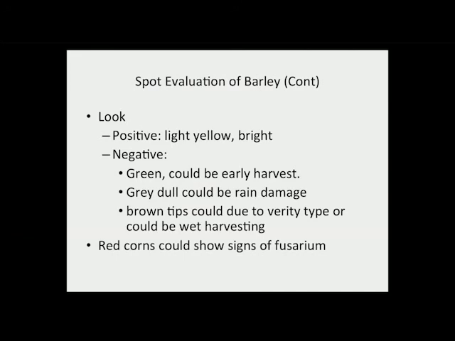There are things like red corns, which could show signs of fusarium. Fusarium is a fungi that can develop in the grain. Fusarium can also be called vomitoxin for obvious reasons if it gets through to the finished product, which can happen if it's in the barley because it can't be boiled out. In the boil, it can cause people to become sick and vomit, therefore the name vomitoxin.